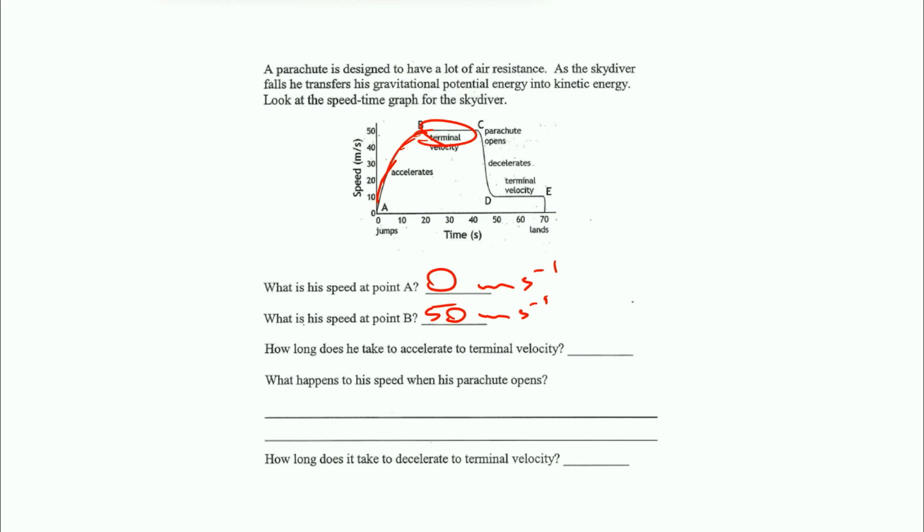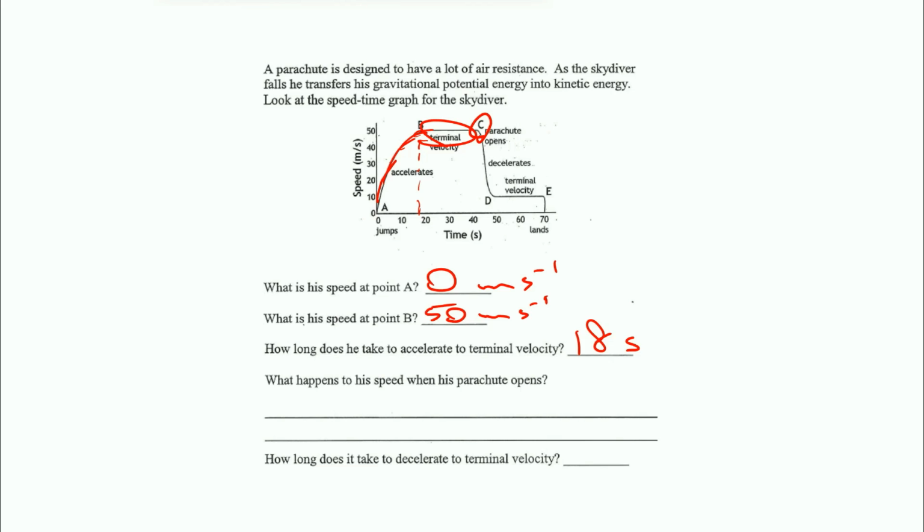How long does it take to accelerate to terminal velocity? Well, if we go like this, to me, I'd say it's a bit less than 20 seconds. I'm going to call that about 18 seconds. What happens to the speed when the parachute opens? Well, you'll note it very, very quickly drops off. Right, so they open the parachute at C, and the speed was about 50, and it drops to about 10.